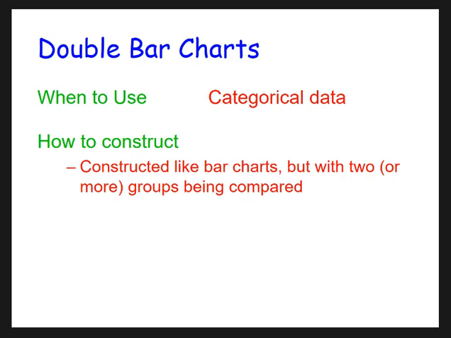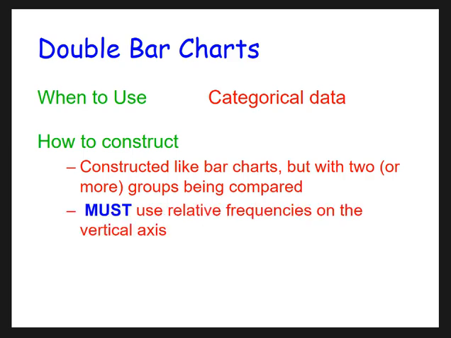So how do we do it? It's constructed just like any other bar chart, but we're going to have two sets of bars, two groups of data instead of just one. We can use relative frequency. If the two items don't have similar ranges, we use relative frequencies so that we can compare them.